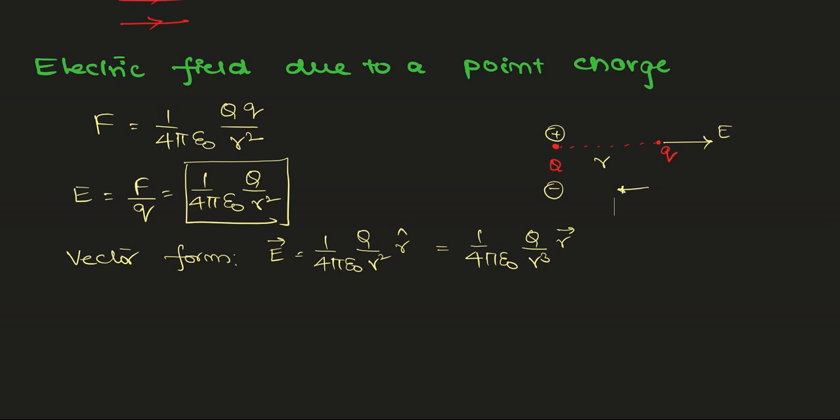So now if they ask to draw a graph between electric field and distance due to a point charge, you can expect some graph-based questions. As electric field is inversely proportional to r square, you will get a rectangular hyperbola. So this is about electric field due to a point charge.